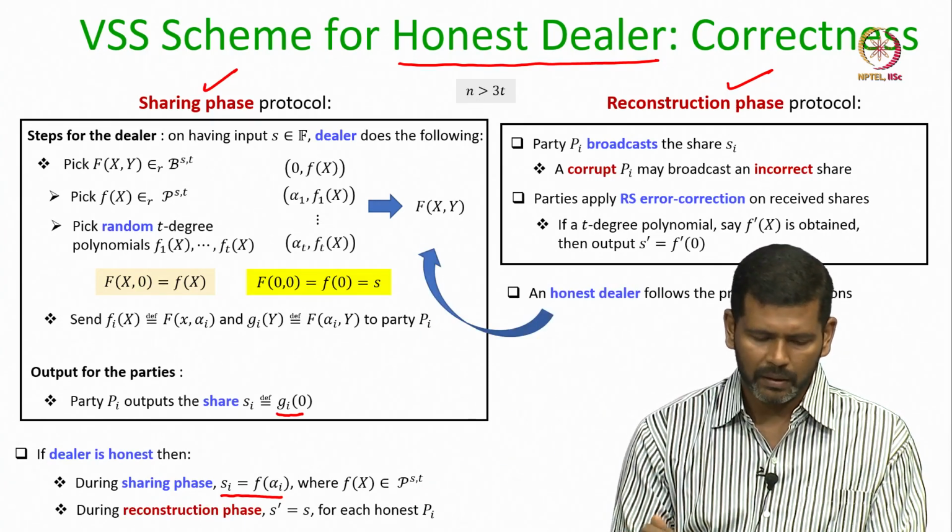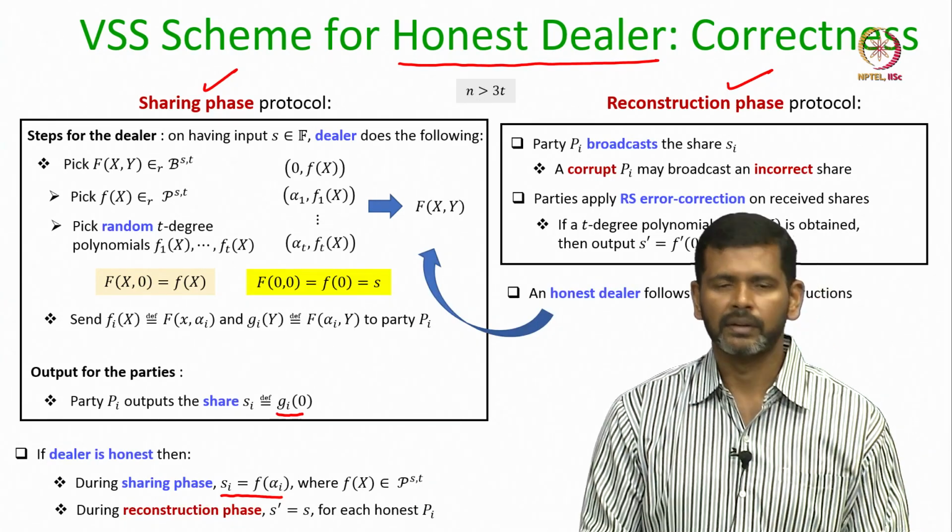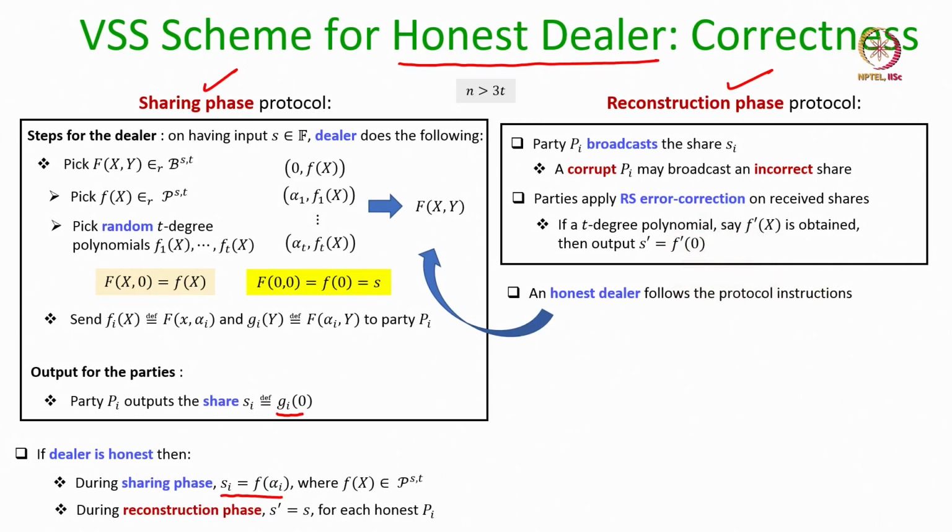And during the reconstruction phase, the value reconstructed by the honest parties we want to show is the same as the dealer's secret. Since we are assuming that the dealer is honest, it honestly follows the protocol instructions, which ensure that during the sharing phase the share of the ith party is Gi of 0, and Gi of 0, as we have argued earlier, is nothing but the point f of alpha i, 0, and the point f of alpha i, 0 is nothing but f of alpha i, because of the way the honest dealer has chosen its polynomial.